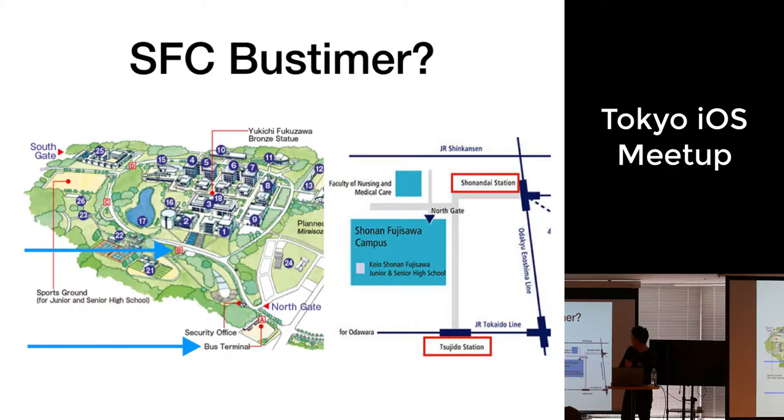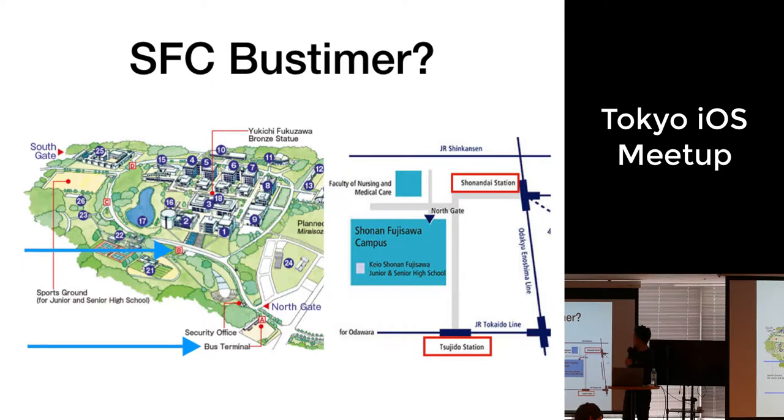And there are two main stations the buses are taking students to. One is Shonan Station, which is where I live, and another one is Tsujizo Station. They're both near Fujisawa City and the Shonan area. The reason why I made this Bustimer is that the departure times for these two stations are different depending on the time of the day.